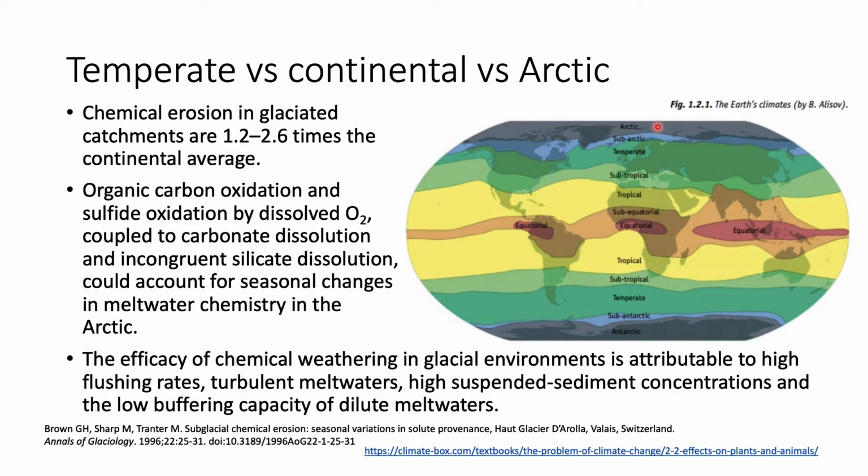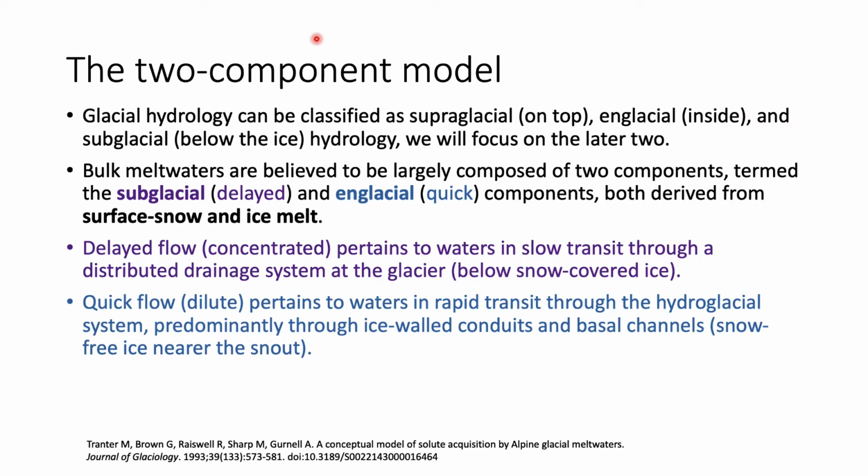The top one is the Arctic, followed by the blue color, which is the subarctic region. Then we have temperate and subtropical region, then tropical region, then in the center we have equatorial and sub-equatorial region. Similarly, at the southern side also we have the same thing: tropical, subtropical, temperate regions, then sub-Antarctic and Antarctic regions. So to explain the chemical erosion, a two-component model is being proposed, especially for the Arctic region.